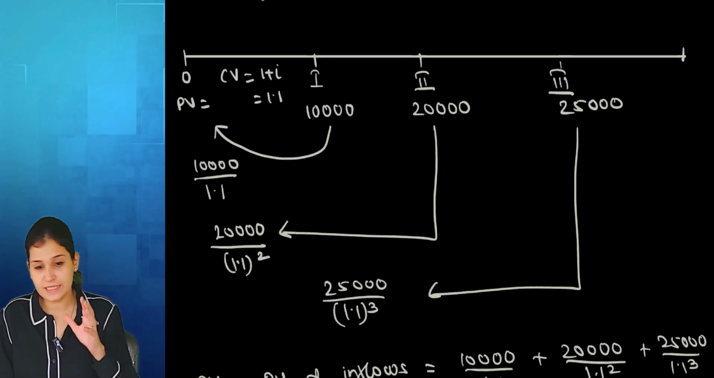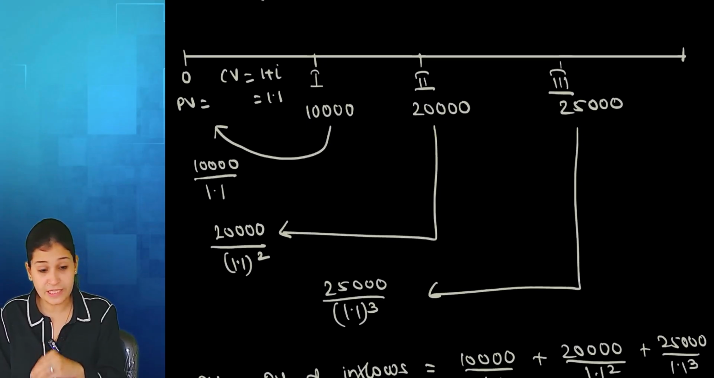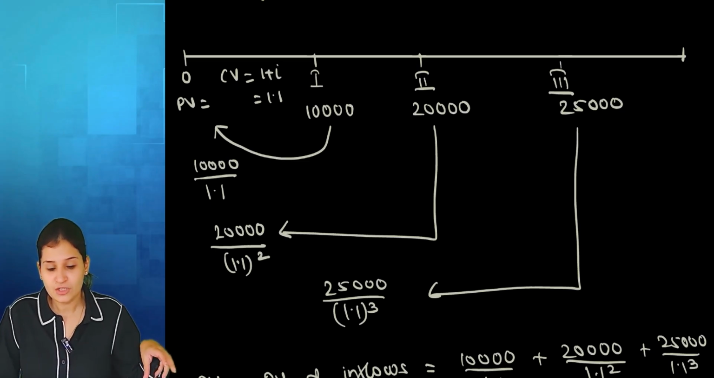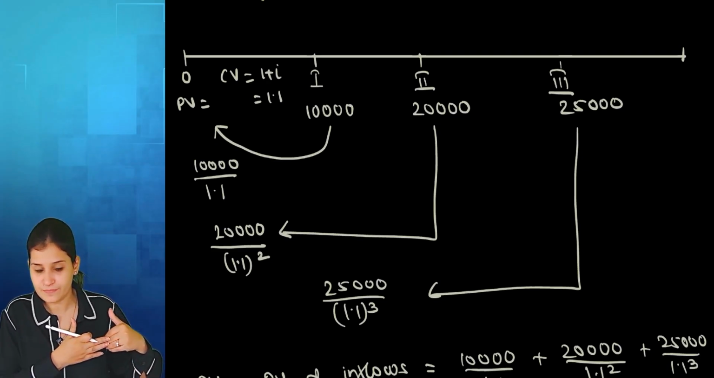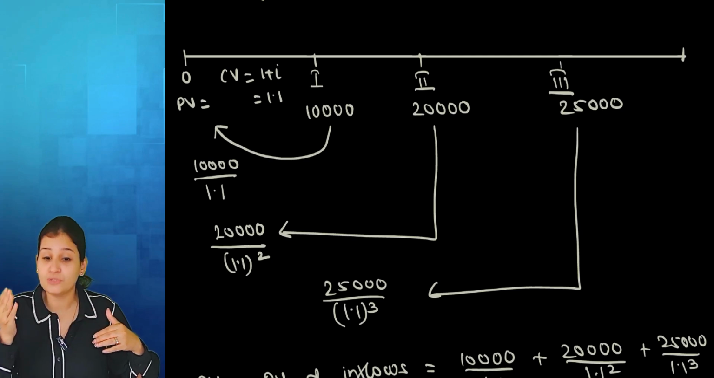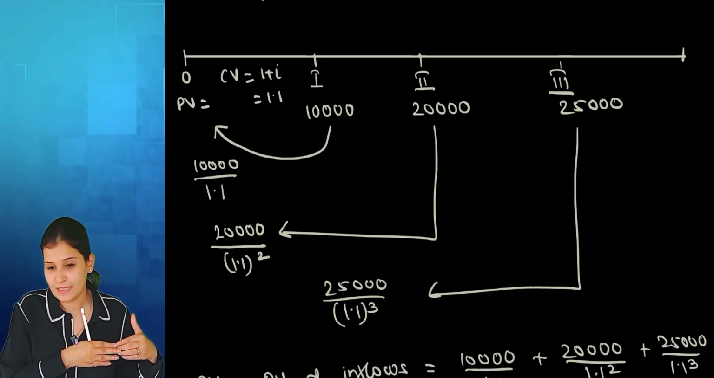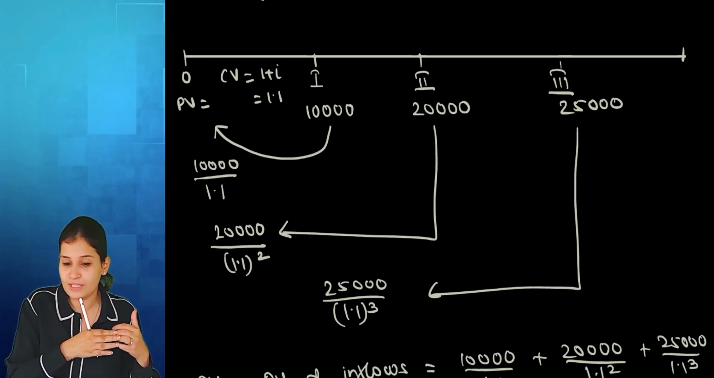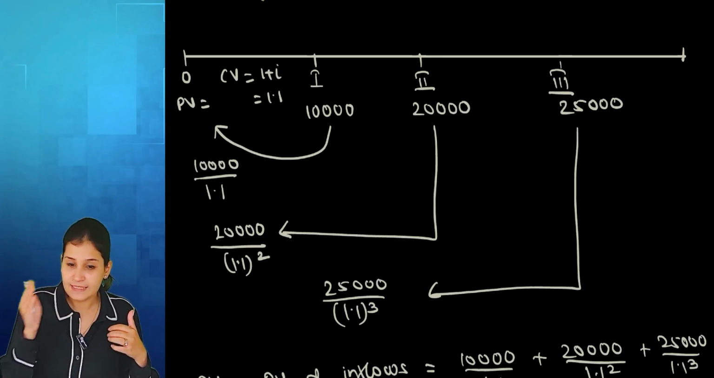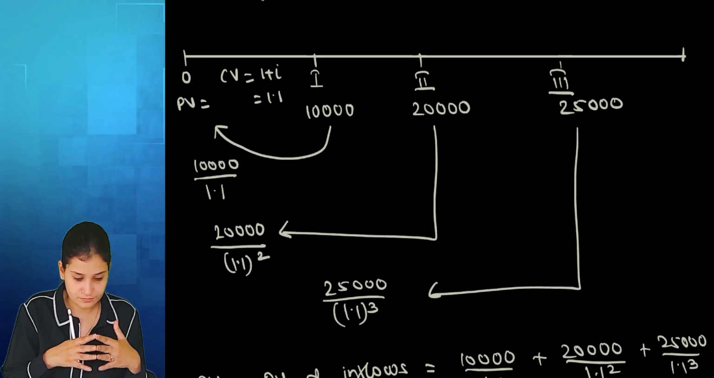In this case, we are getting inflows every year a different amount. The first year 10,000 is not an annuity, it's a one-time payment, so I want the equivalent amount of 10,000 today. I'll divide it by the compounding value and bring it back. 20,000 is after 2 years, so again I'll bring it back 2 years, dividing by 1.1 square. 25,000 is 3 years later, so I'll bring it back 3 years, 1.1 cube division. I'm getting all three inflows, so the sum total of this will be the present value of inflows.